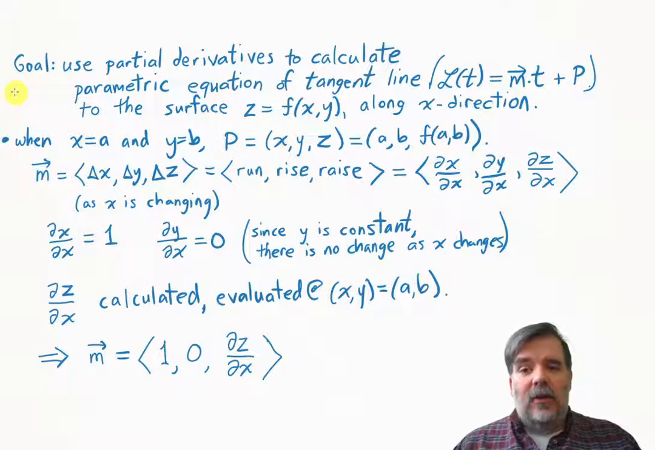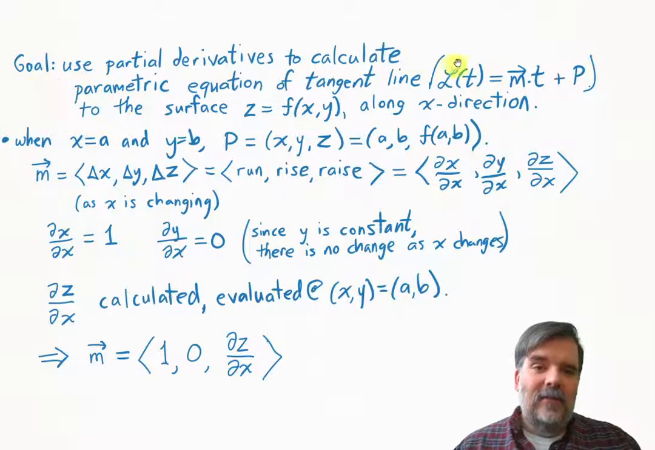And so our ultimate goal is going to be to use partial derivatives to calculate the parametric equation of a tangent line. We know parametric equations of lines have this form: L of t equals slope vector m times t plus p. We'd like to calculate the equation of this tangent line to a given surface along the x direction. And that's actually a very complicated sounding goal, but as I hope you'll see, it's rather straightforward using the partial derivatives that we previously learned.